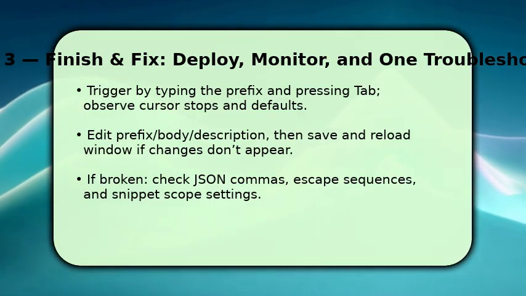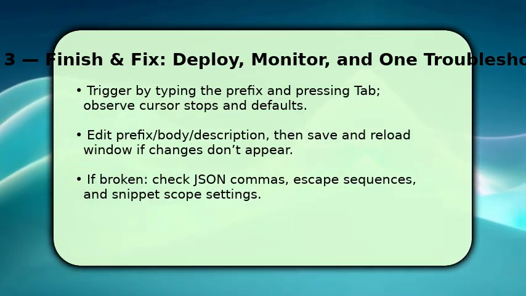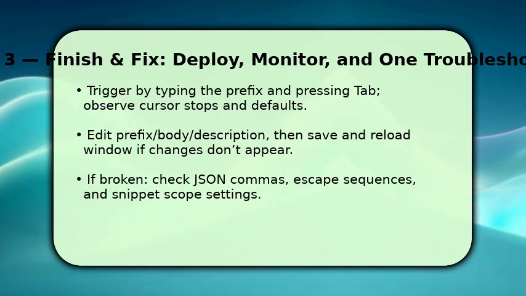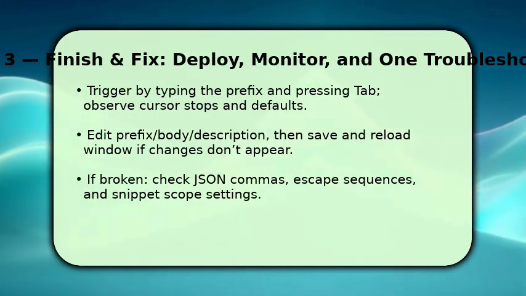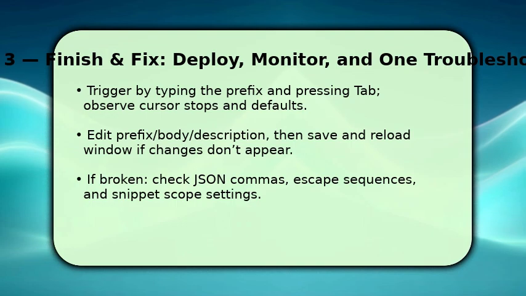One key troubleshooting tip. If the snippet fails, inspect the JSON for a missing comma, incorrect escaping of quotes or backslashes, or an incorrect scope. Fix those, save, and try again.